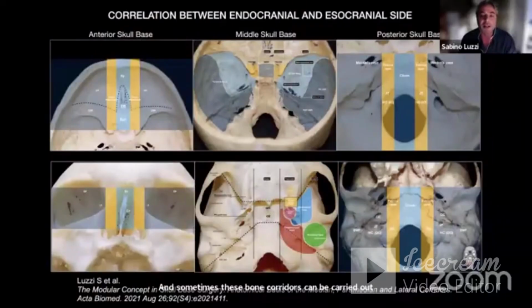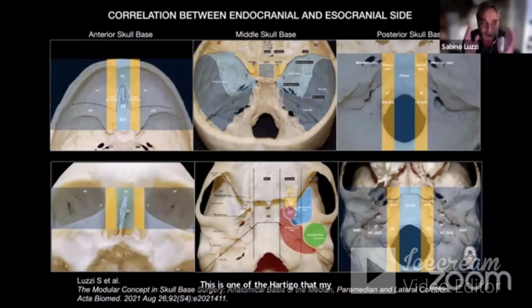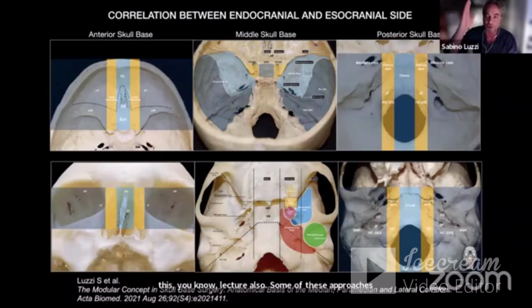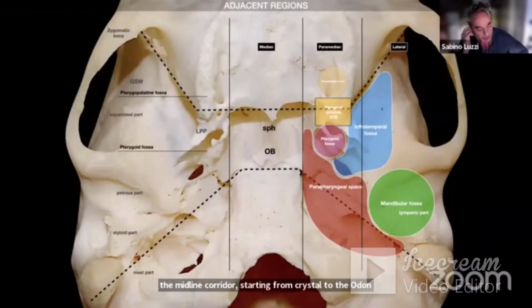This is one of the articles that my group recently published in 2021, where we modularized the skull base from the intracranial side and the extracranial side in the anterior, middle, and posterior skull base. And we can start to identify near-midline structure corridors, paramedian and lateral. As we see along this lecture, some of these approaches are carried out in the midline, but also paramedian and lateral. Most of today's endoscopic skull-base approaches are carried out in the midline corridor, starting from the crista galli to the odontoid process of C2.